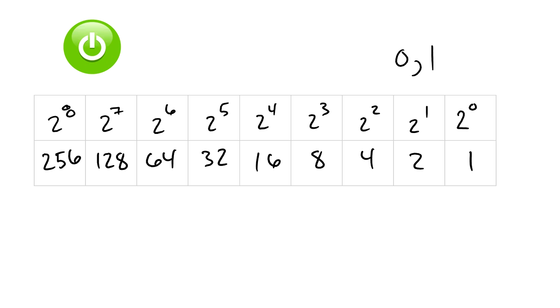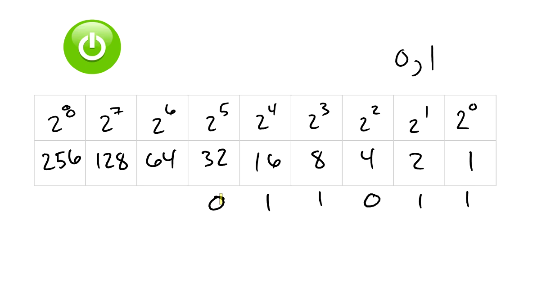So let's take a look at a number like 0, 0, 1, 1, 0, 1, 1. What number is that? Well, what it's telling us is that the 32s, we have none of that, right?